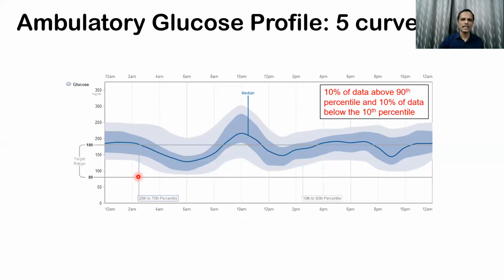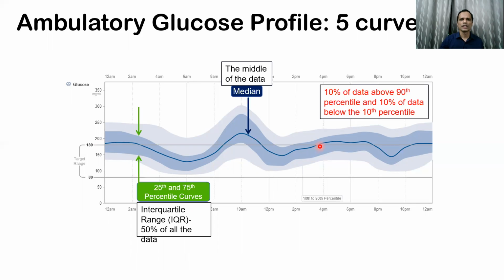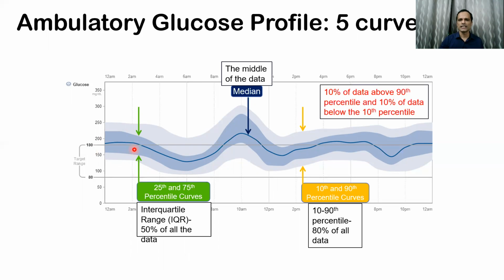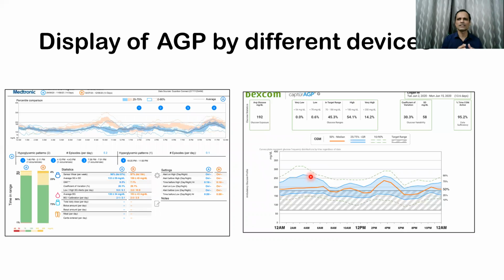So AGP basically has this dark blue line, which is the median glucose value, the interquartile range, which is represented by the dark blue shaded area here, and the interdecile range, which is represented by the light blue shaded area. So it is showing 80% of the values. It is not showing the top 10% and bottom 10%, because the principle is that if we achieve this 80% within the desired range, we are likely to achieve our outcomes. Now, different companies give different displays of AGP, but in principle, these 3 components will always be there.